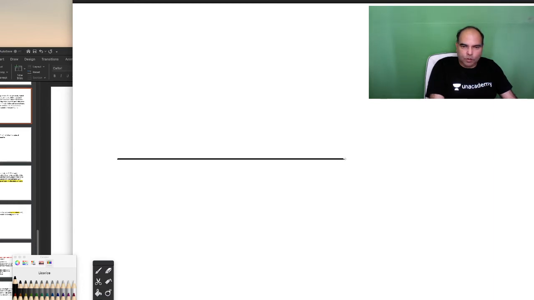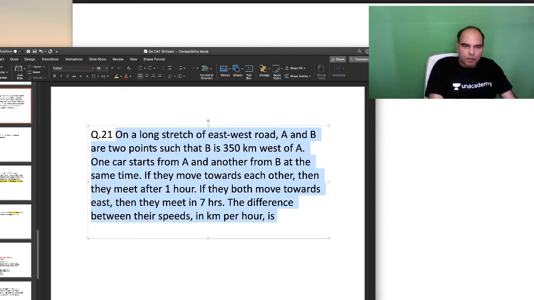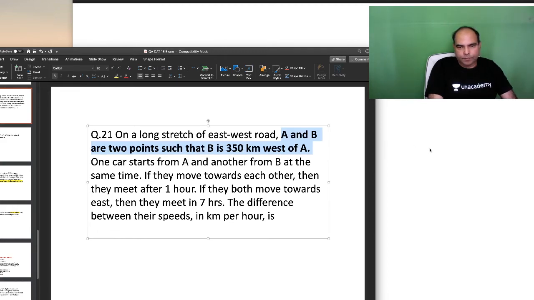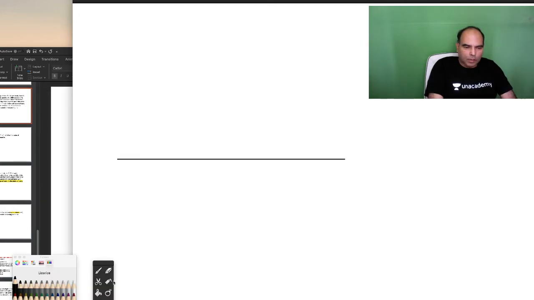Literally, what they are saying is that there is an east-west road. A and B are 2 points such that B is 350 kilometers west of A. So I should realize that if I'm doing an east-west road, this side is east and this side is west. B is 350 kilometers away from A. The distance between these two is 350 kilometers.